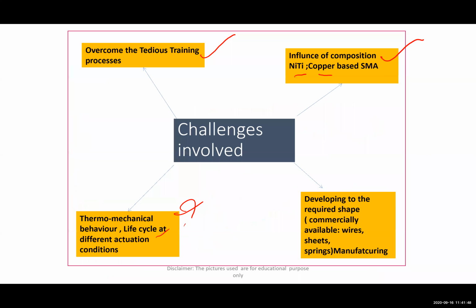And the other most important challenge is that these structures, which are commercially available, or if I try to get some shape memory alloys in the market, I get them either in the form of a wire, or a sheet, or a spring. It is very difficult for me to get it in the form of a spline or some other structure based on my application. So these are some of the different challenges which we observed, which we need to address as researchers.